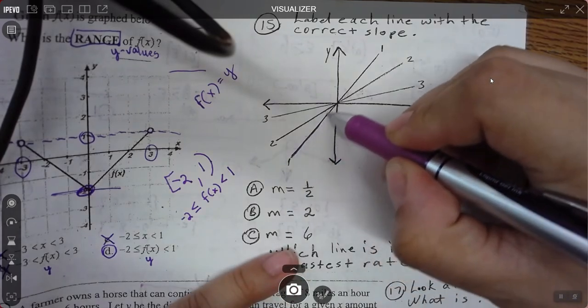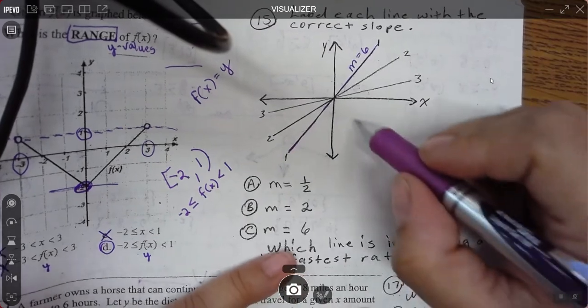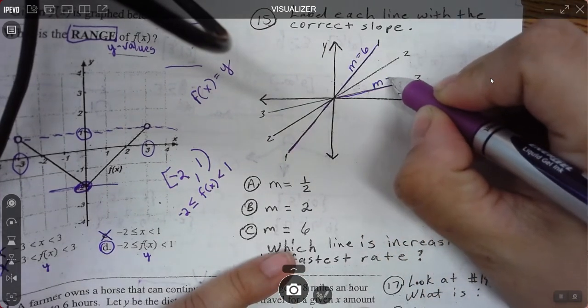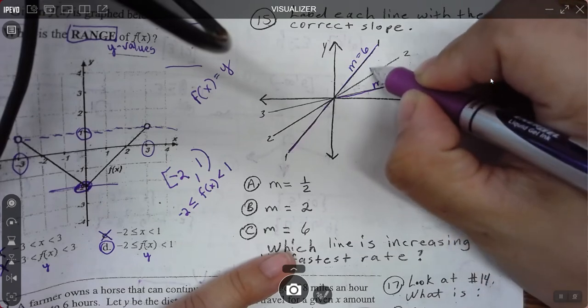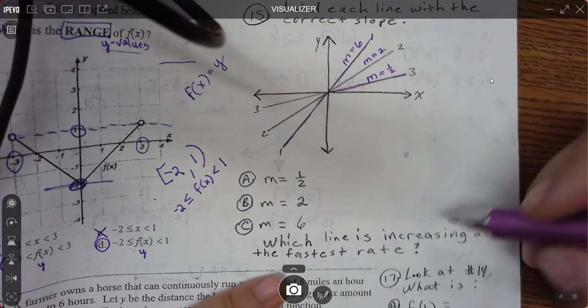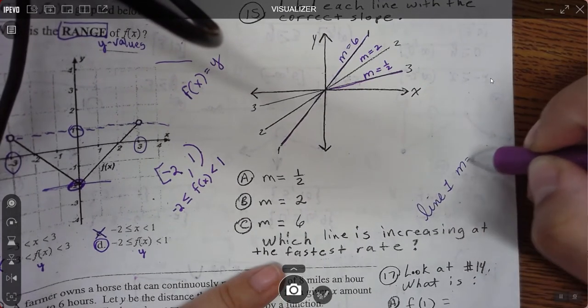This one's the steepest. So this one would have a slope of 6. This one is more shallow, so this would be 1/2. And this one would probably be slope of 2. Which line is increasing at the fastest rate? Line 1, because it has a slope of 6.